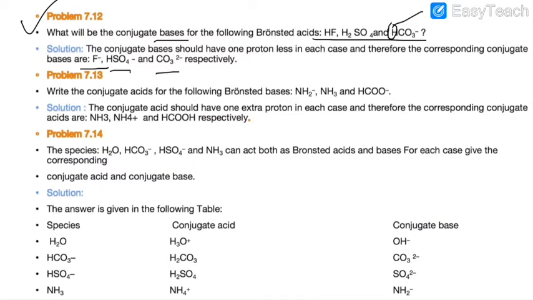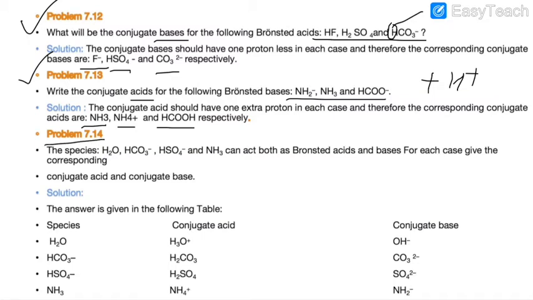The next question is, write the conjugate acids for the following Bronsted bases. Now we know that to convert a base into a Bronsted acid, we have to add one proton to it. NH2 minus, when we add a proton to it, will convert into NH3. NH3, when we add a proton, will convert into NH4 plus. HCOO minus, when we add a proton, will convert into HCOOH respectively.